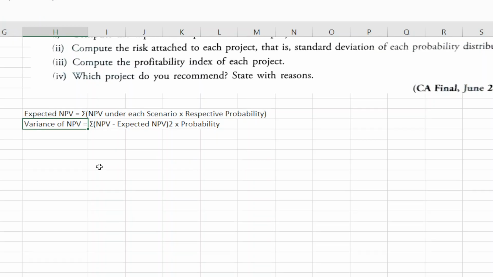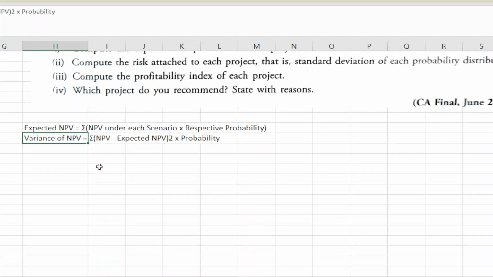So risk attached to each project is the standard deviation of each probability distribution. Okay. Compute the profitability index of each project. We will do that later. First, let's calculate both the expected NPV and the variance of the NPV. Hope it is visible. I need to check again and again so that there will be no mistake when I'm recording this particular video.